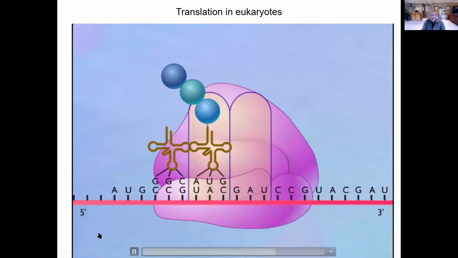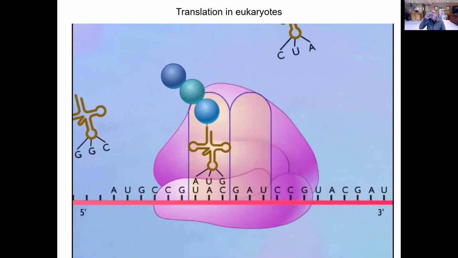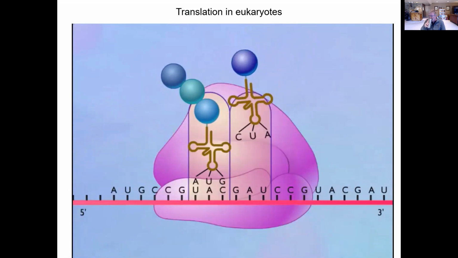The ribosome continues to move along the messenger RNA, and new amino acids are added to the growing polypeptide chain.